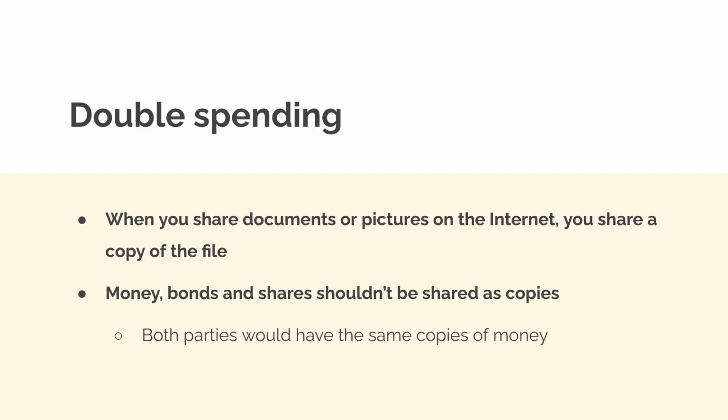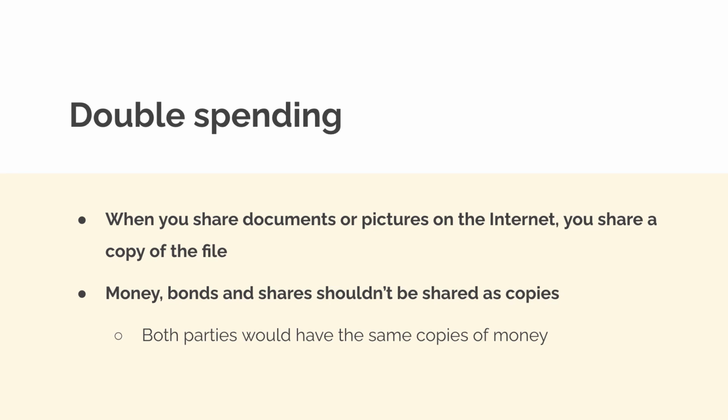When you share a document or a picture on the internet, something that is not money or a bond or a share, you are actually sharing a copy of the file. So you're not actually moving your document or your picture onto a website, you're instead copying it. The difference is with money or bonds or shares, we should not share them as a copy, because then it would be like forging money. You would be just copying money whenever you send it.